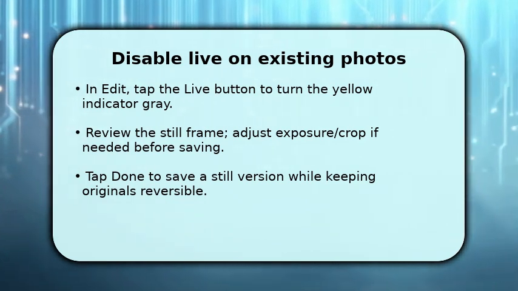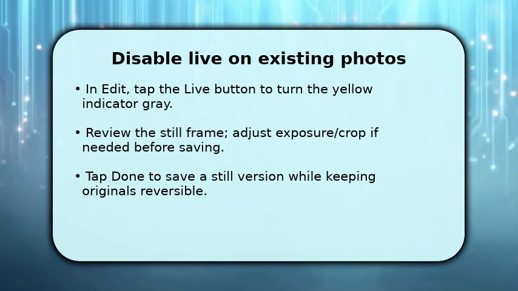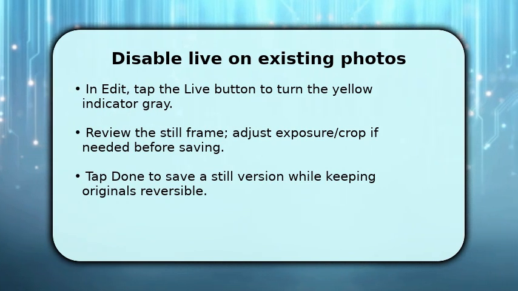Once done, scan through the frames if you want a different key photo and make any exposure or crop tweaks. When satisfied, tap Done to commit changes. Photos keeps a reversible history, so you can restore the live version later if needed.